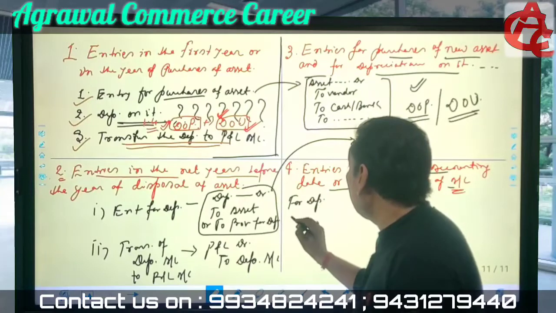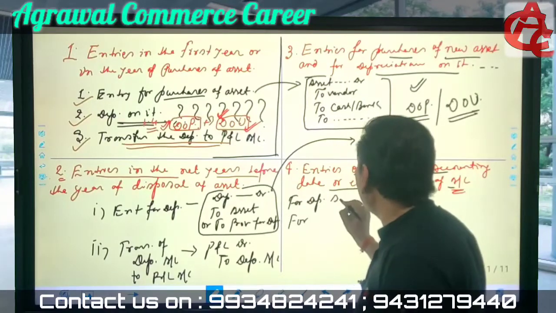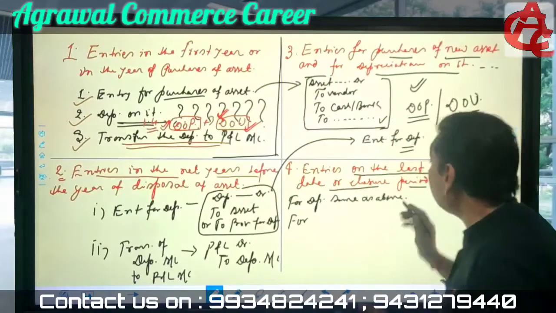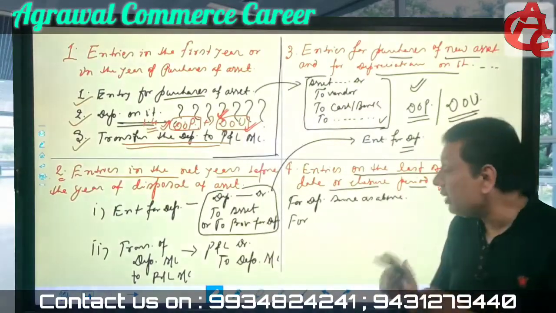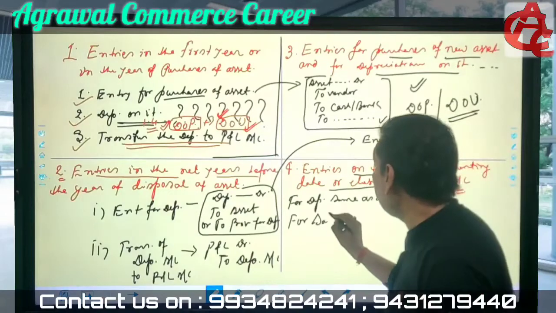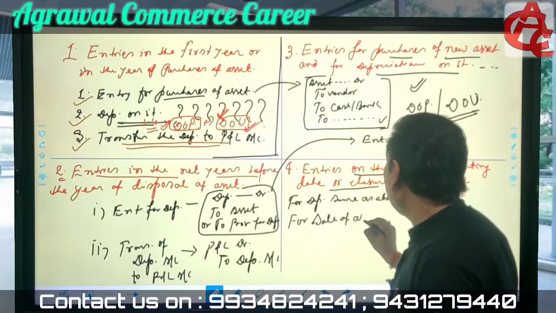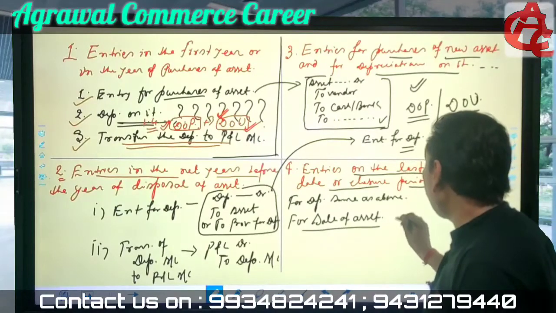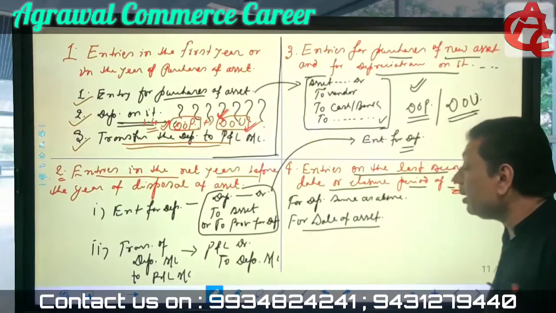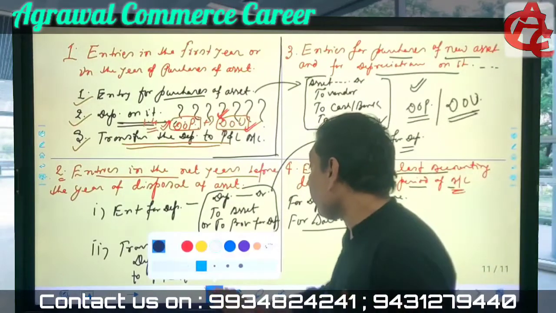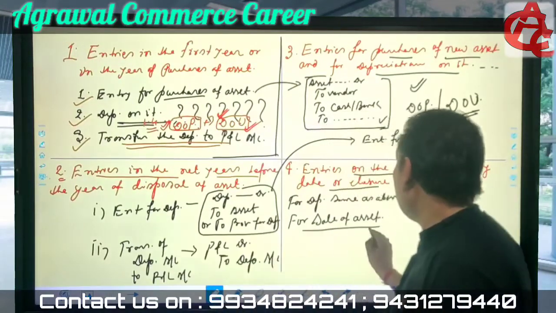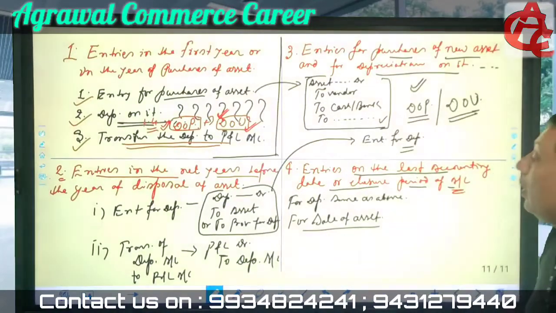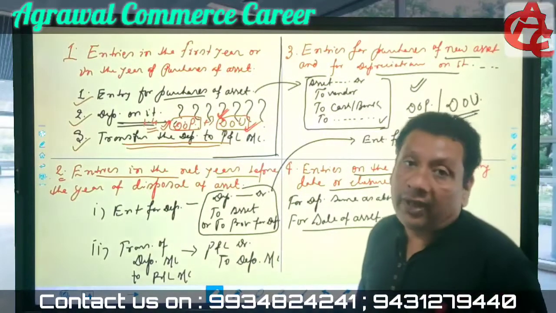depreciation, same as above, just we have discussed, because in the last year depreciation will also be charged. For sale of asset, entries will be passed. Okay. So what entries will be passed on sale of assets?